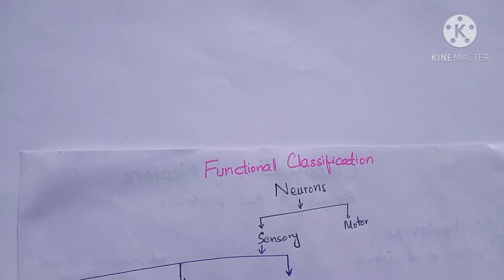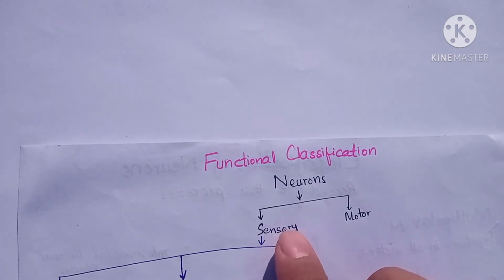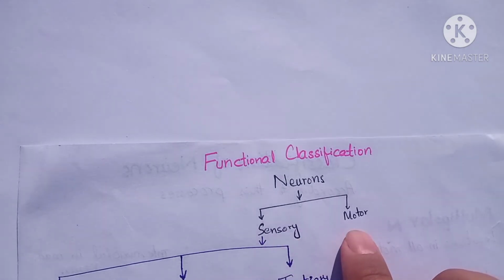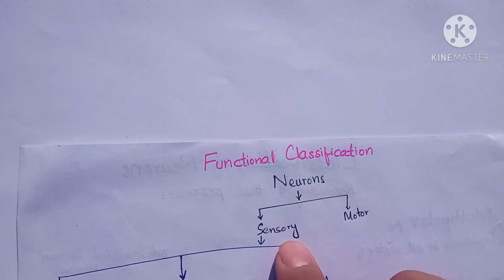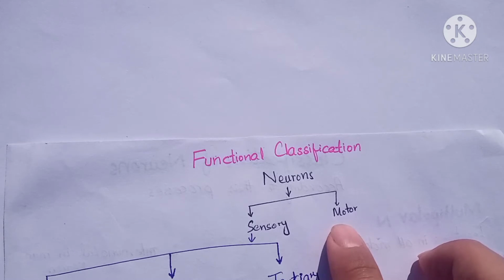The sensory neuron takes the message from the surroundings, from the periphery of the body, and brings the sensory information to the CNS, the central nervous system. Then, when the message reaches the central nervous system, the motor area of the brain performs its motor action and sends back the message to that area.